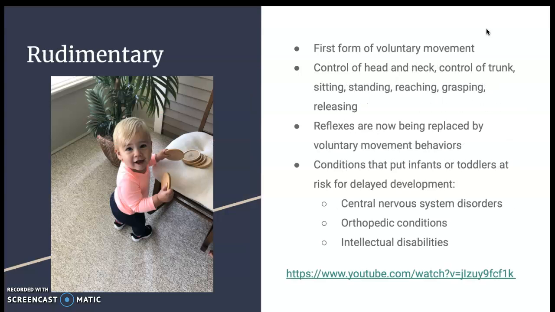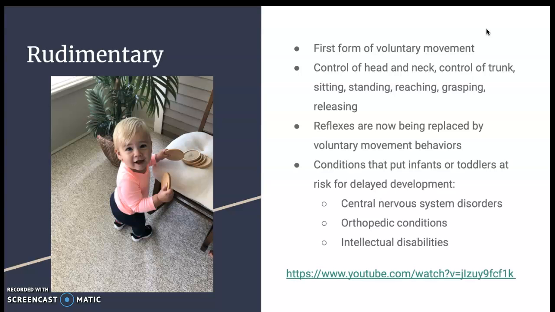Rudimentary phase is next. In this phase, we see the first voluntary forms of movement from birth to roughly age 2. Movements include control of the head and neck, sitting, standing independently, reaching, grasping, or releasing.